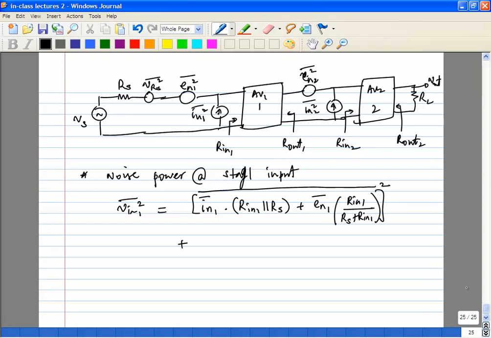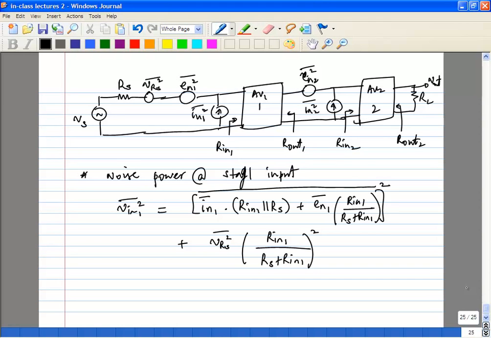Then you also have a second term. What is the second term from Vrs squared? That is the noise at the input of stage 1.